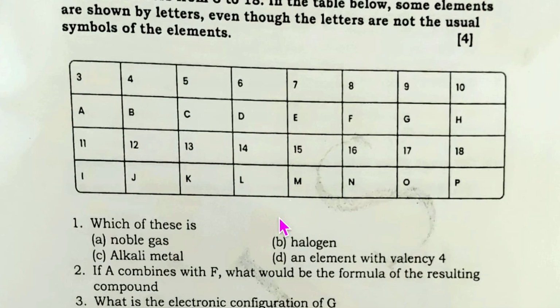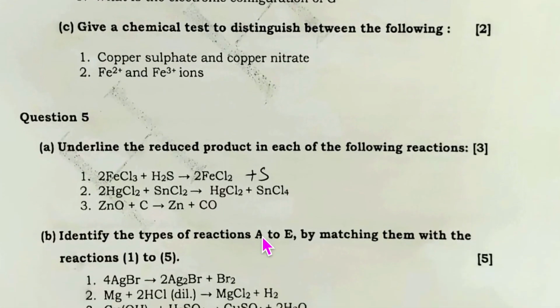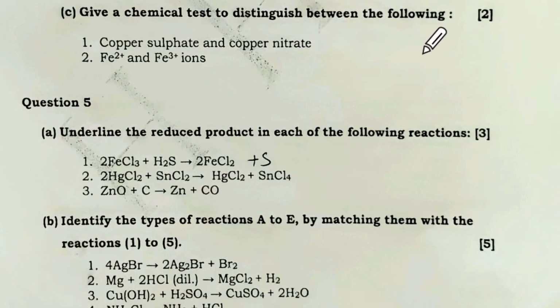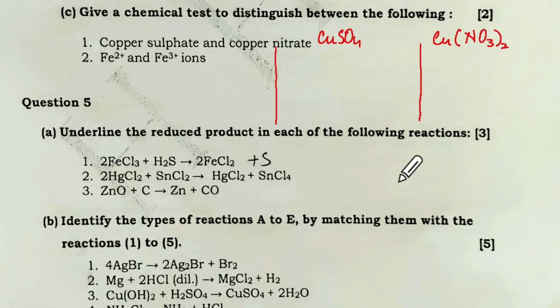Okay, we come to the next question. Chemical test to distinguish. If they tell you chemical test, you have to make the columns. You will say copper sulfate and copper nitrate. I do not know what your teachers have taught, because this is not part of 9th standard. I have to add barium nitrate.